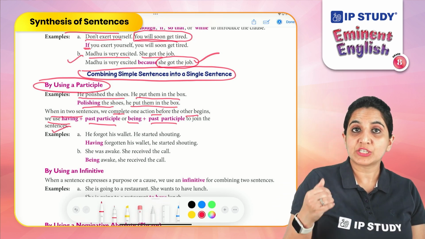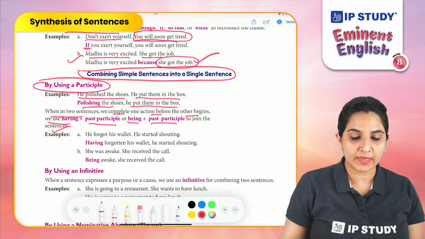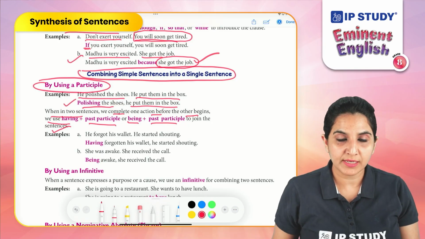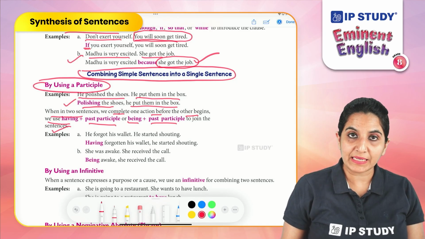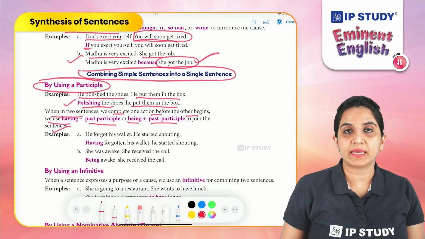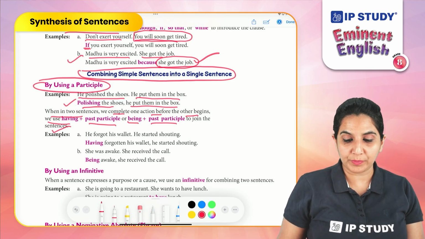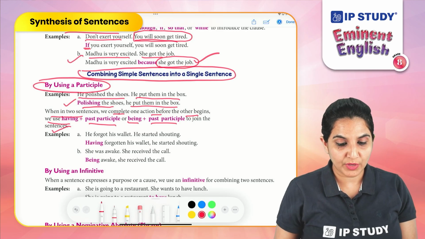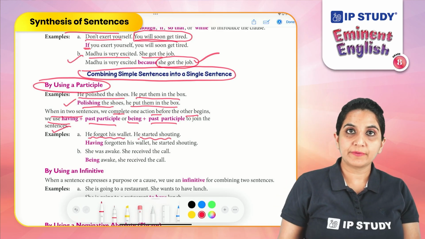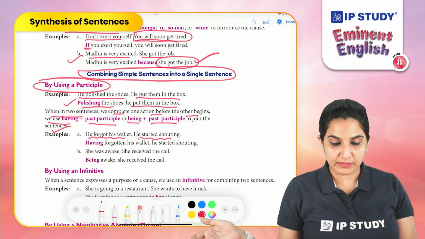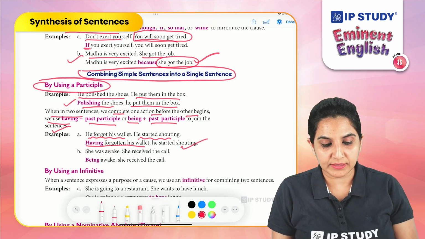But when we just finish the action just in time, at that moment when we are talking, we use simple ing participle, which is the state of being participle. But when we complete one action before the other begins, we use having along with the past participle or being along with the past participle. For example, he forgot his wallet. He started shouting, right? So one action has happened before the other begins. Having forgotten his wallet, he started shouting.